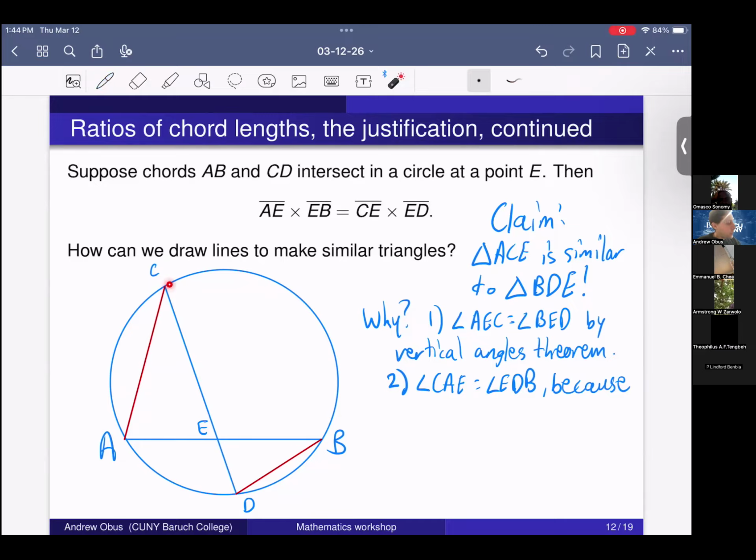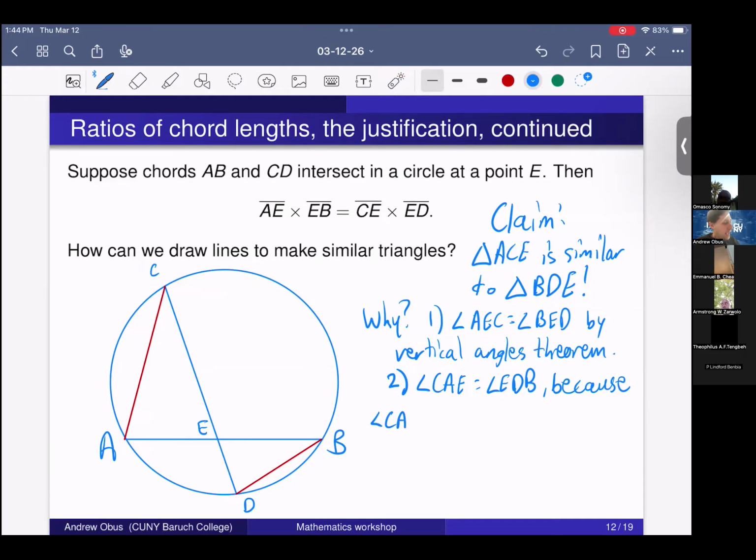Because why? Well, angle CAE is this angle. It's an inscribed angle cutting out arc BC. What about angle EDB, which is the same as angle CDB? This is also an inscribed angle, and it also cuts out the same arc BC. So we have two different inscribed angles here that both have the same arc. And if you've got two different inscribed angles with the same arc, then they're going to be the same angle because they're both equal to 1/2 the measure of the arc.